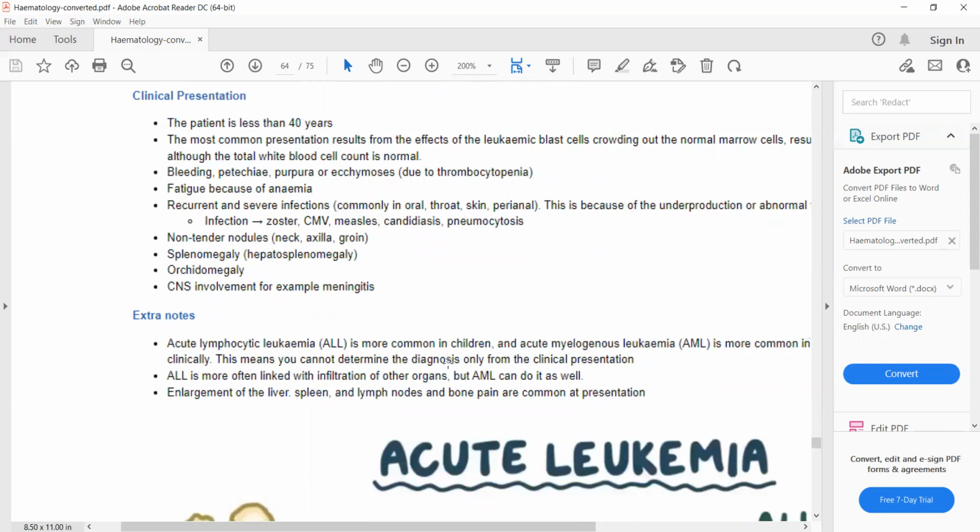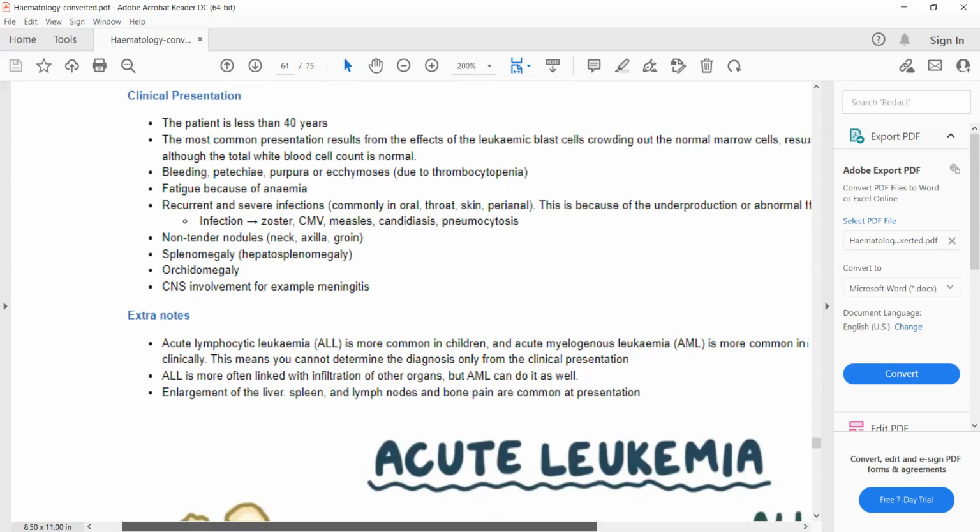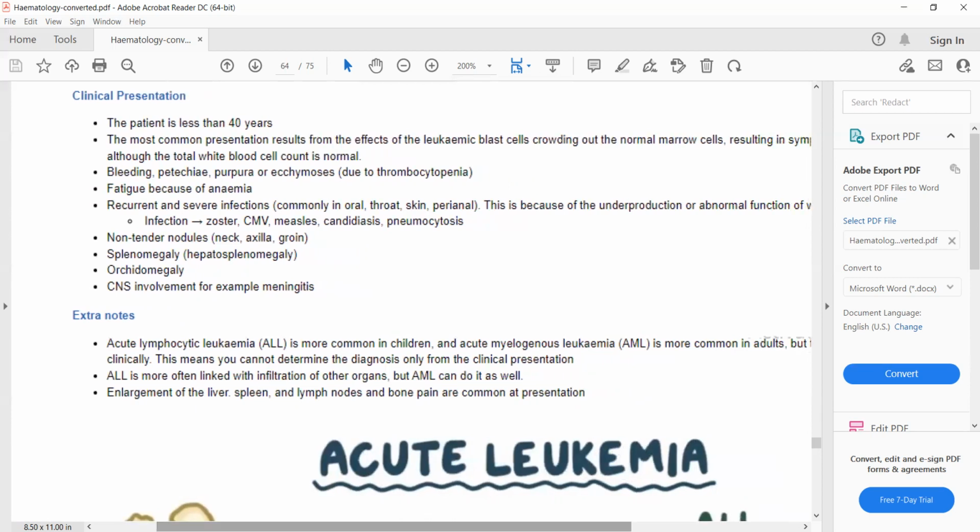Now remember that ALL is common in children. There are two types of acute leukemia. One is ALL and one is AML. ALL is common in children and AML is common in adults. So up to 15 years of age, if someone presents to you with features of pancytopenia or a suspected malignancy, then it will most likely be lymphoblastic leukemia, or ALL. And in adults above 50, then it will be AML.